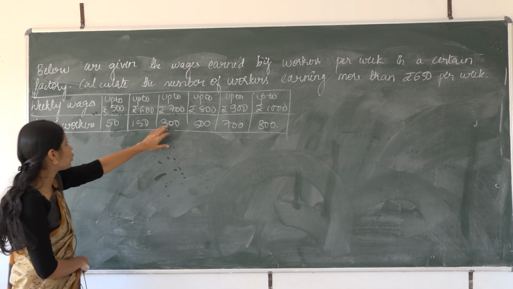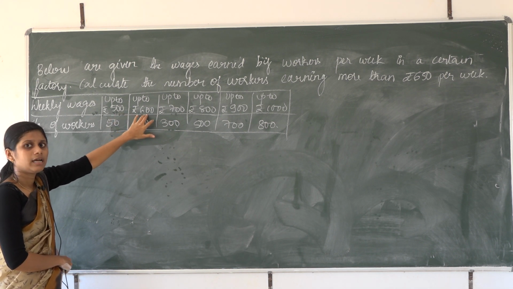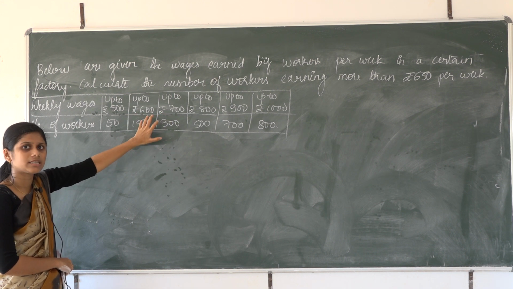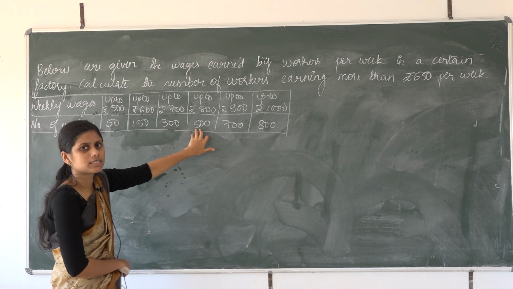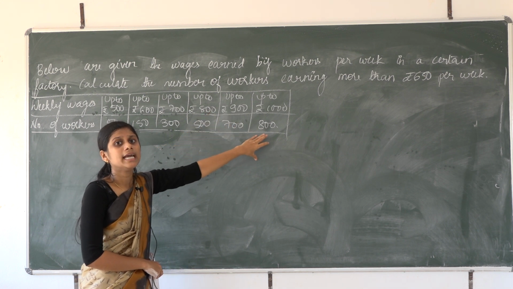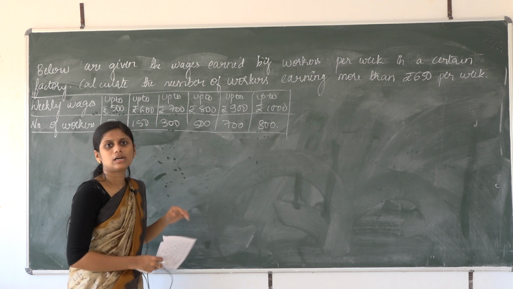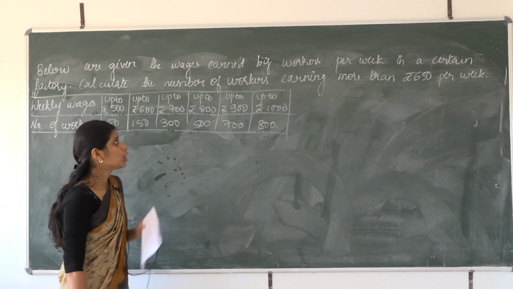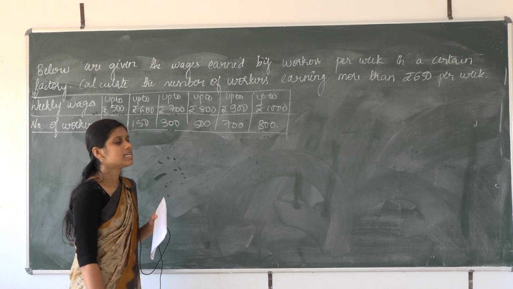That means it includes 150 plus 50 workers, those who are earning 500 and 600. That up to 700 means they may earn 500, they may earn 550, they may earn 600. Up to 700, there are 300 workers. Next, 500 workers are earning the wages up to rupees 800. Likewise, totally there are 800 workers in a factory who are earning up to rupees 1000. So totally there are 800 workers. And we are asked to calculate the number of workers earning the wages more than rupees 650.